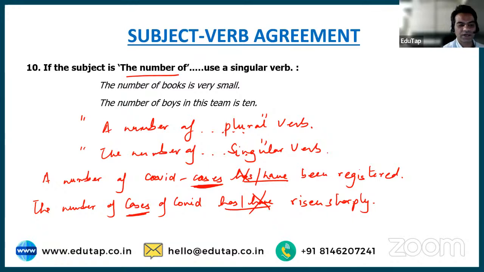Got it, guys? So a number of will always be followed by a plural subject and a plural verb, if that's what you were asking, Shitanshu. But the number of will be followed by a plural noun, but it will be followed by a singular verb. That is what you need to understand. So the number of books is very small. The number of boys in this team is 10. So that is how you understand this.